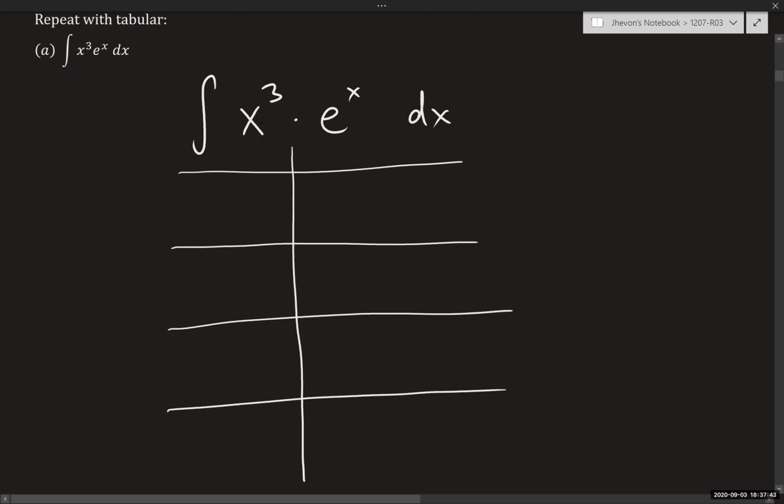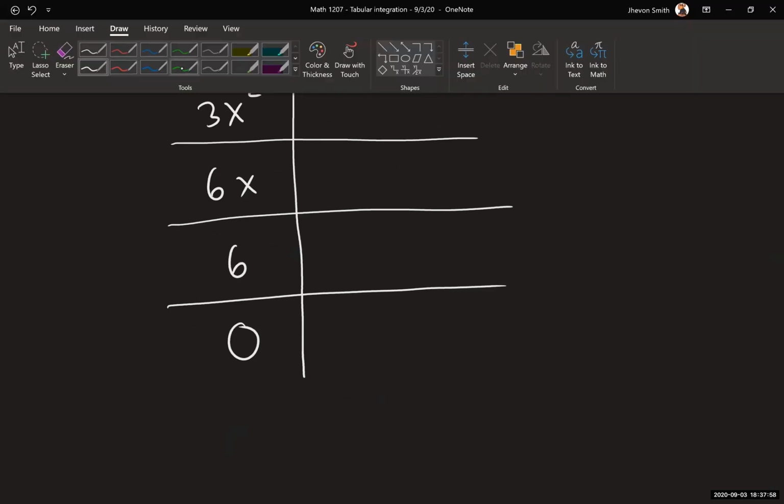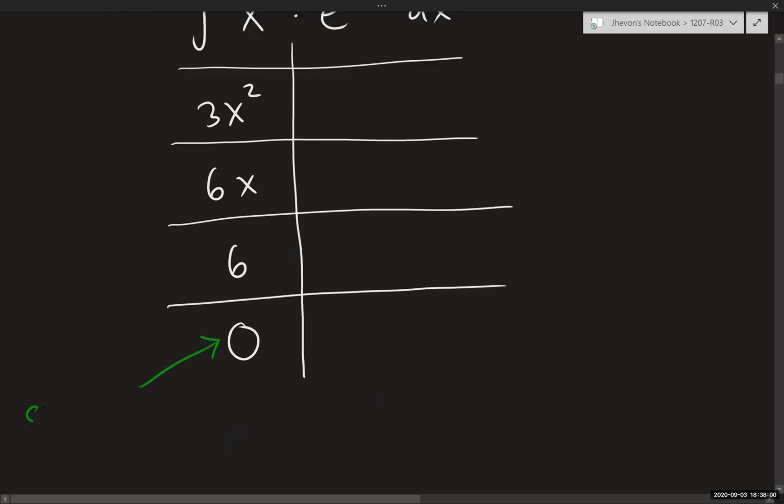The x cubed would be the u. I would keep differentiating it: 3x squared, 6x, 6, 0. See that the u eventually hits 0? That means you stop. This means you're in case 1. Yeah, this is just for poetic effect. I do mean stop, just in case.